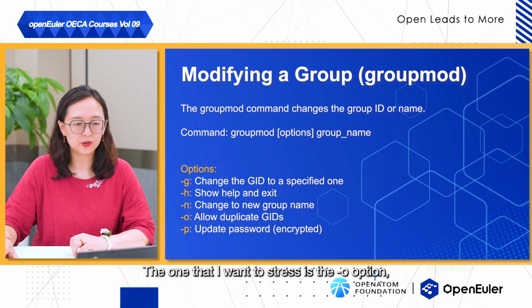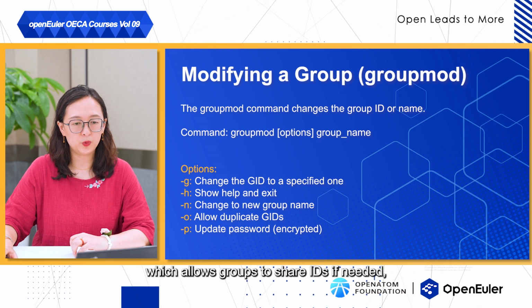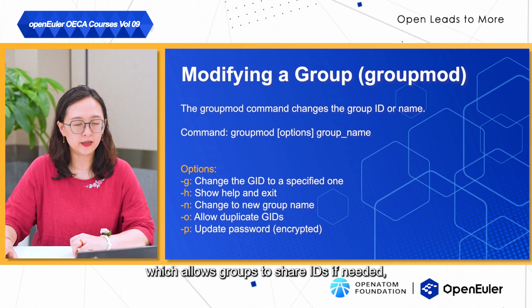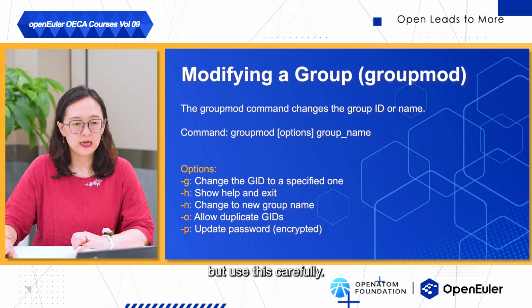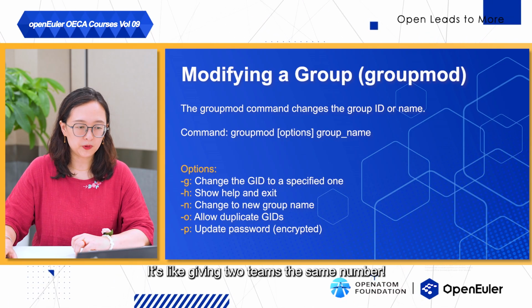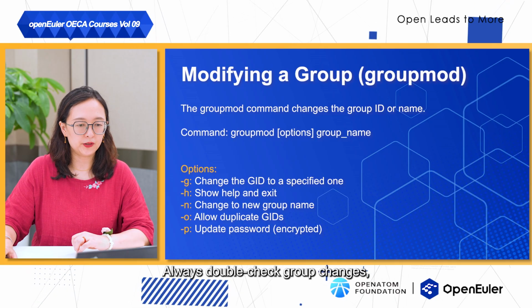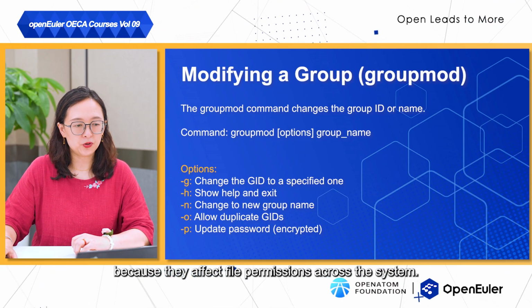The one that I want to stress is the -o option, which allows groups to share IDs if needed, but use this carefully. It's like giving two teams the same number. Always double-check group changes because they affect the file permissions across the system.